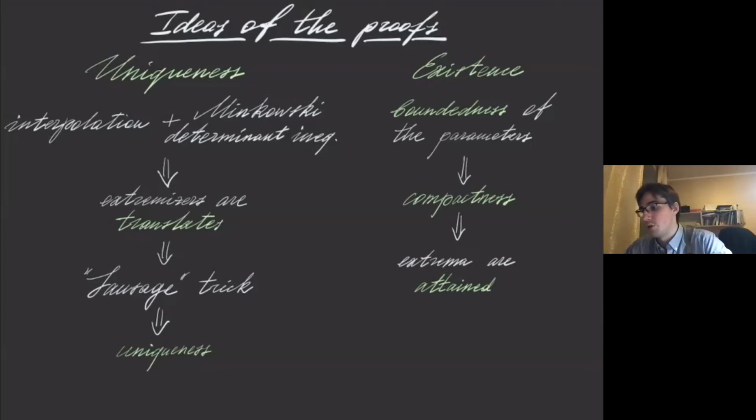First, you bound the parameters of your optimization problem. Then you recall that the set of these parameters lives in a finite dimensional space, and this yields the compactness of the set of your parameters. And then this immediately implies that extrema are attained. The maximal volume ellipsoid exists, the minimal ellipsoid exists, and the Löwner function exists as well.